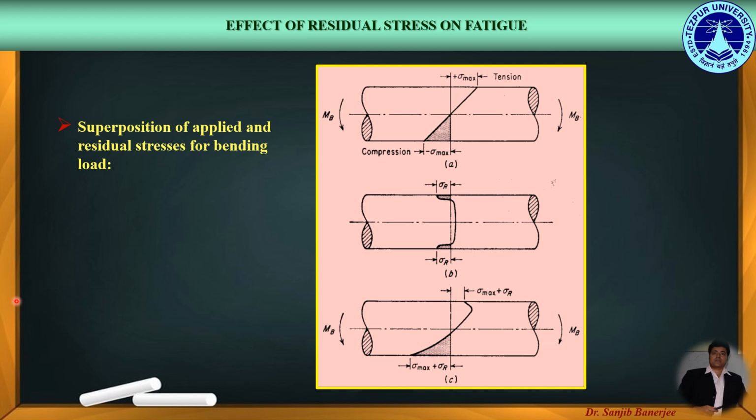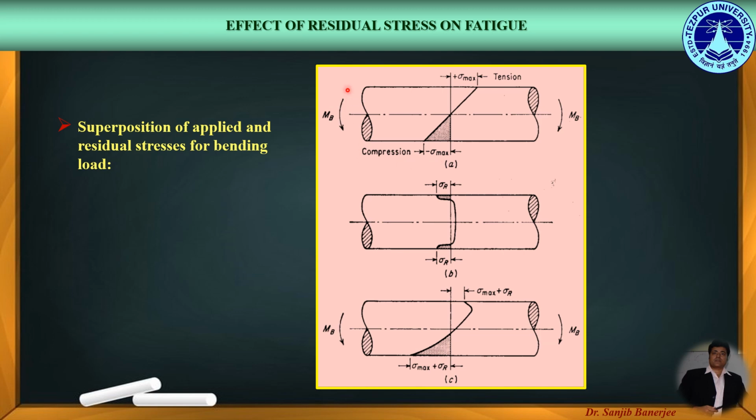Over here, the figures indicate this particular effect. For example, the first figure shows the elastic stress distribution in a beam with no residual stress. Here we can see that the beam is under a bending moment denoted by MB. The stresses on the right hand side of the vertical axis are tensile or positive, while the stresses on the left hand side of the vertical axis are compressive or negative in nature.